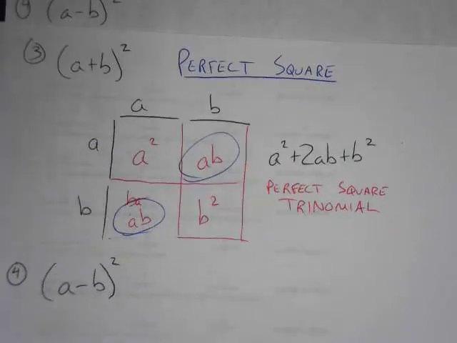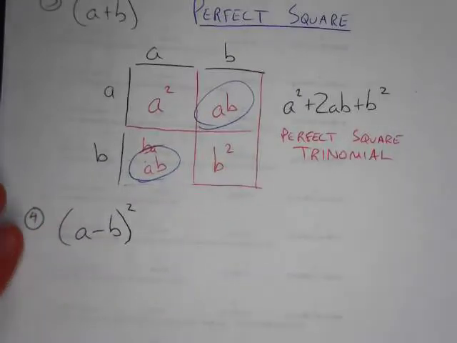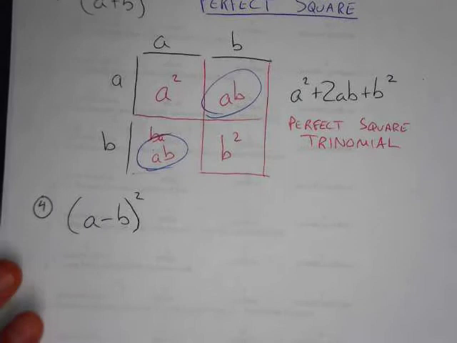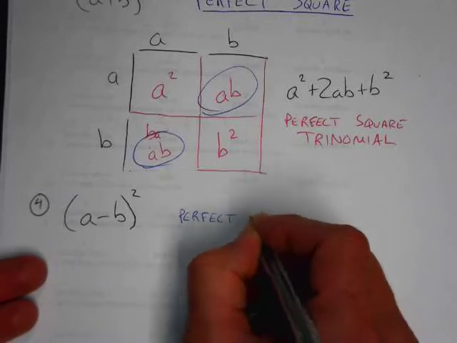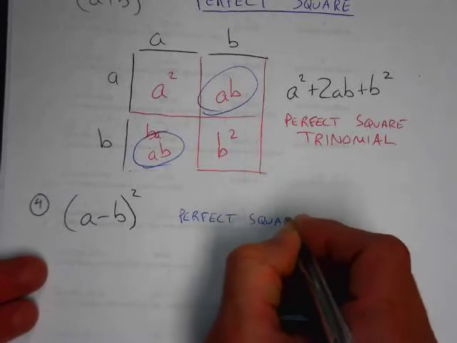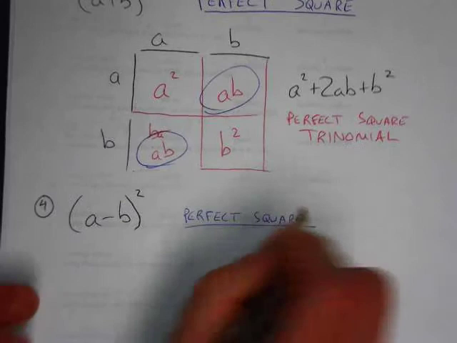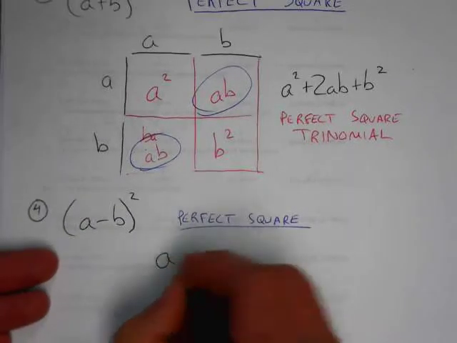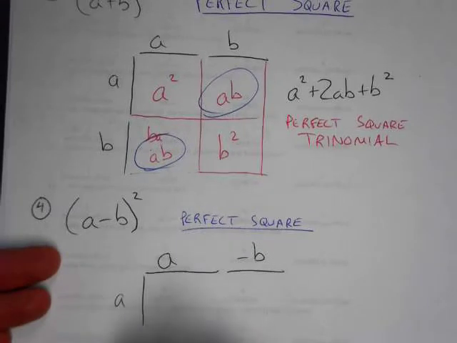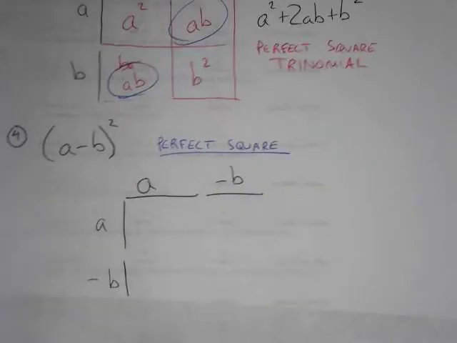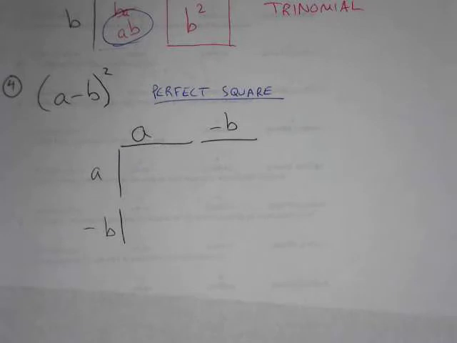So now we're going to move on to number 4. Okay, we have a minus b to second power now, and that is also a perfect square. Okay, so this is also a perfect square, and again, we will see something kind of cool happen. So let's do the same thing. We have an a and a minus b here, and an a and a minus b here, and we can use the area model.